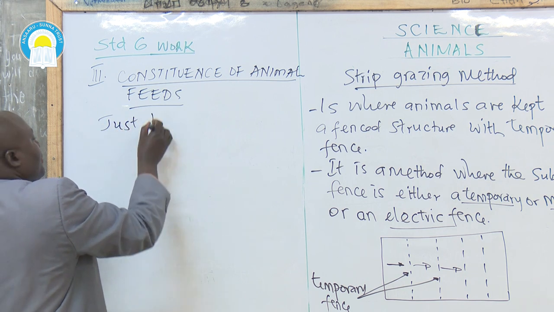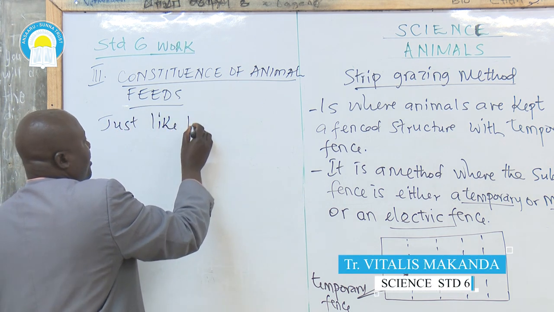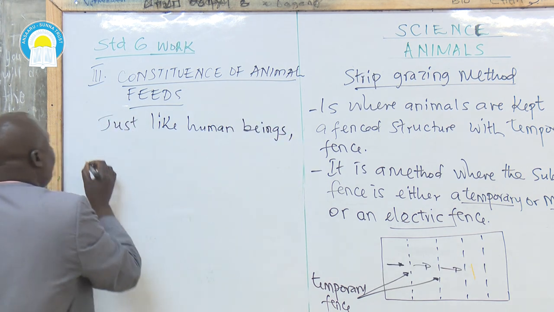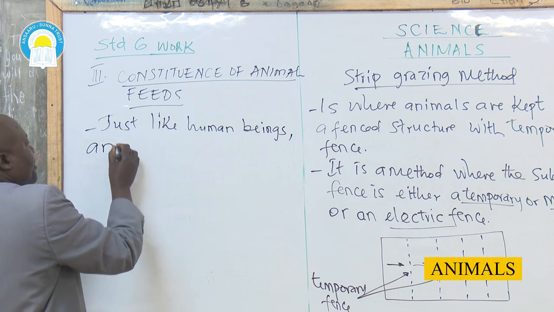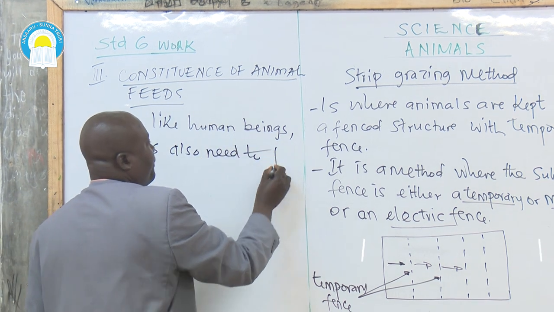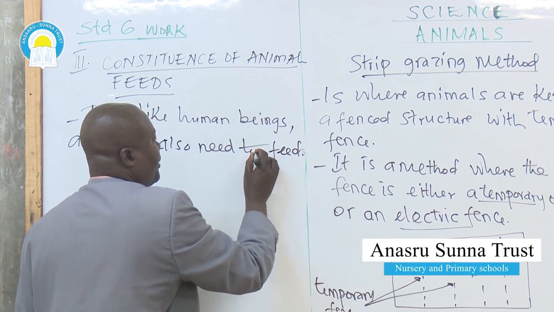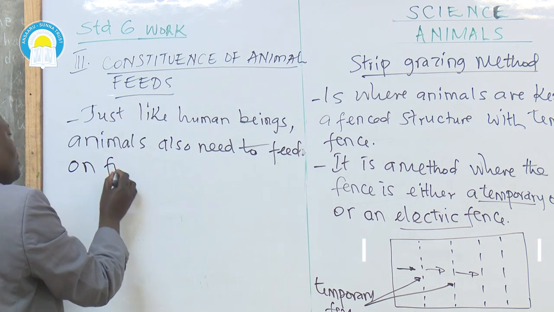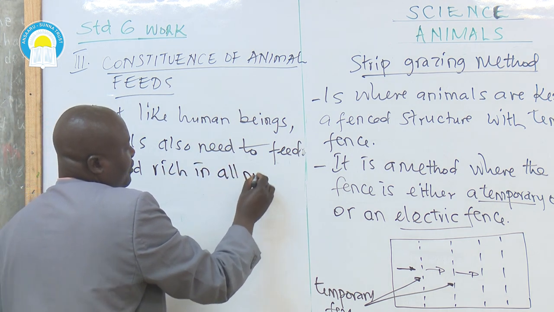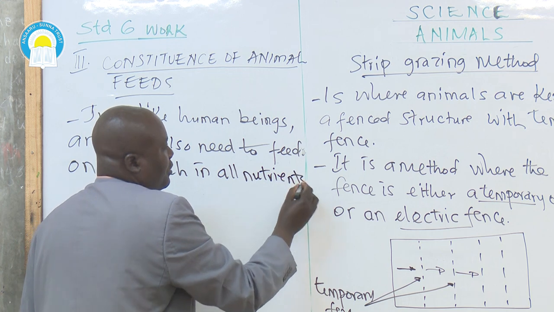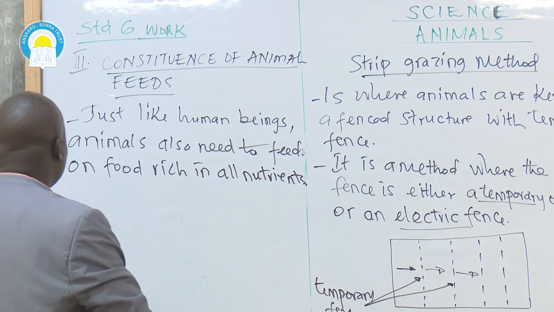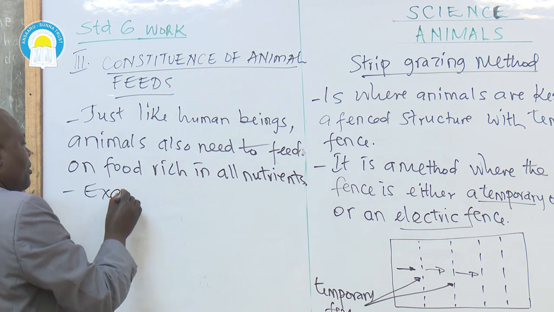Just like human beings, animals also need to feed on food rich in all nutrients. So these animal feeds we have are just like those of human beings.